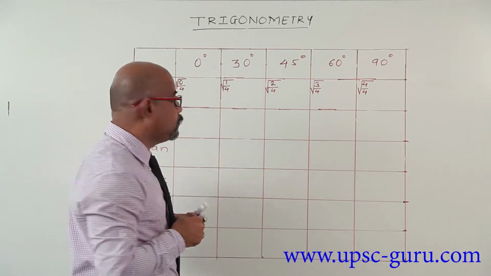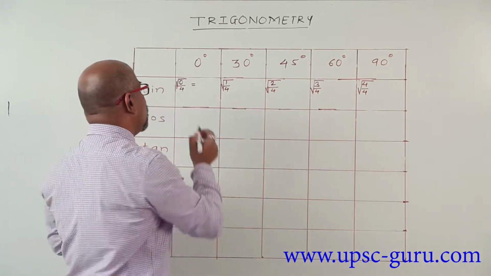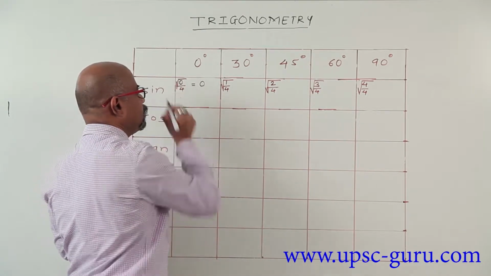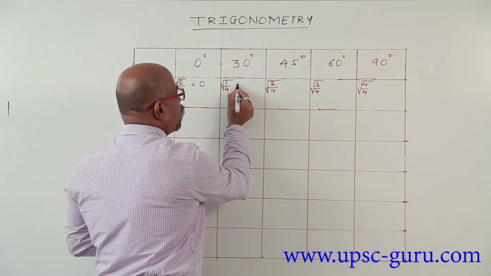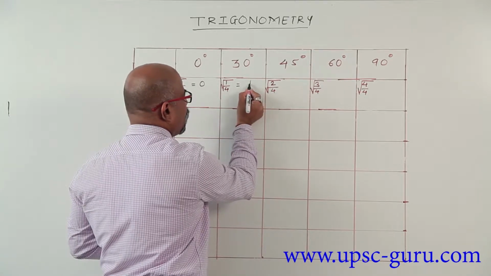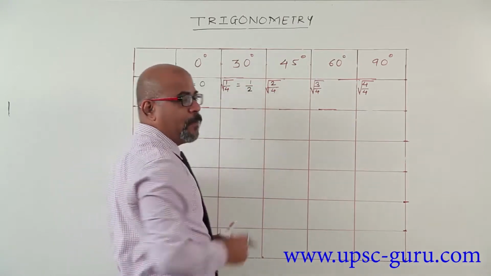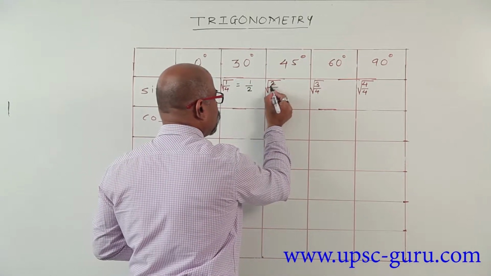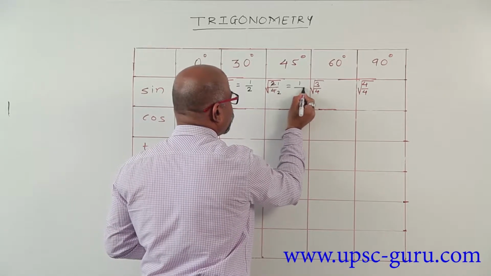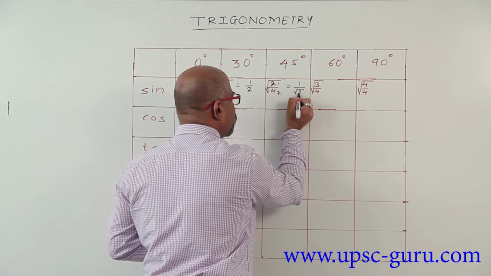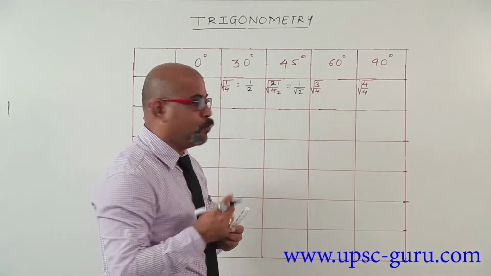Now let us check the values. 0 upon 4 gives us 0. Therefore square root of 0 is 0, so the value of sine 0 degrees is 0. Now square root of 1 by 4: square root of 1 is 1 and square root of 4 is 2. Sine 30 degree equals 1 by 2. Now square root of 2 by 4: we don't know the exact value of root 2, therefore 1 by root 2. That means sine 45 degree equals 1 by root 2.